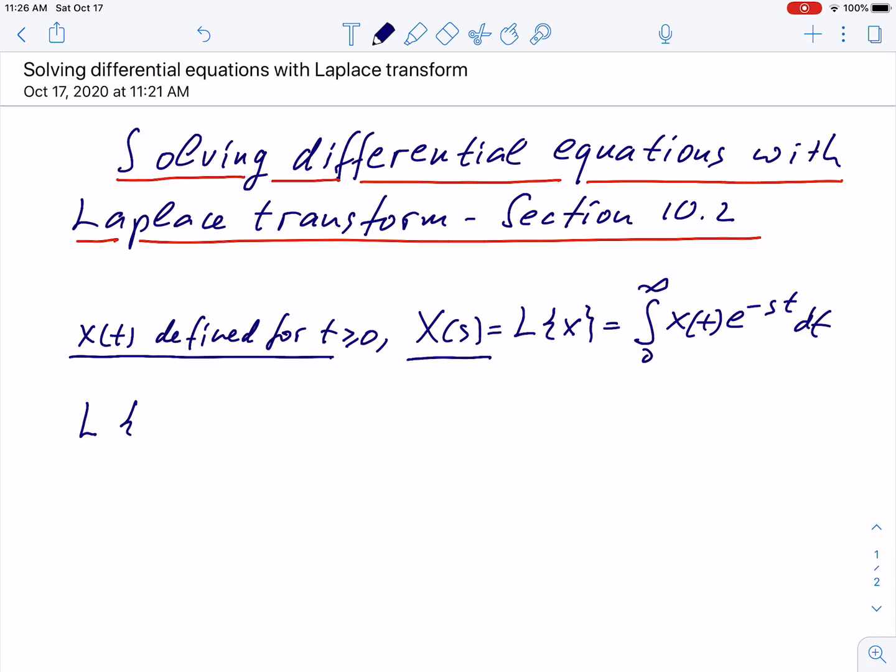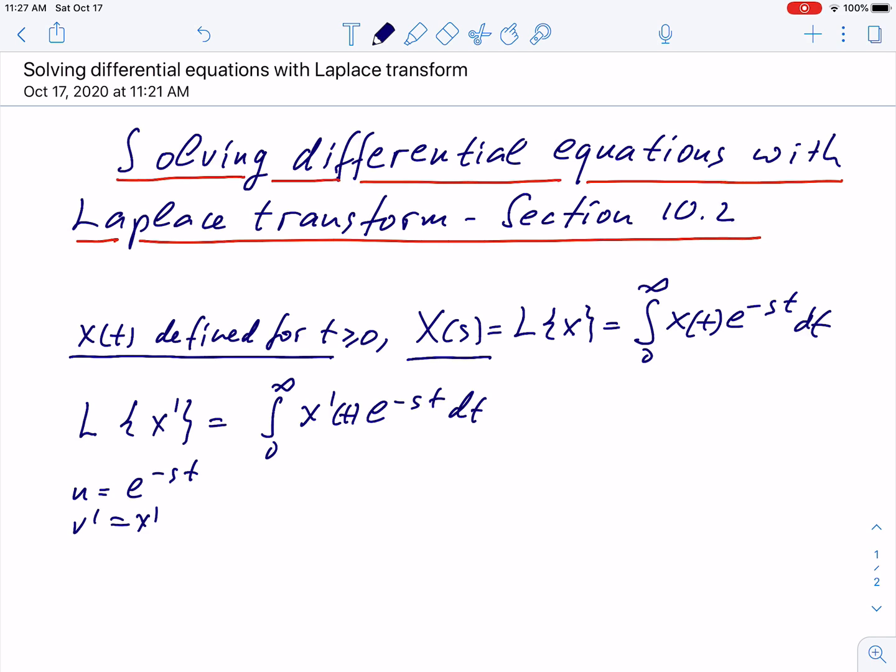So here is the Laplace transform x prime. Using the definition, we write integral 0 to infinity x prime t exponential minus st dt. And this integral we can solve by integration by parts. Here we have one derivative and here we have the exponential. We shall use u to be this exponential, and v prime is x prime.